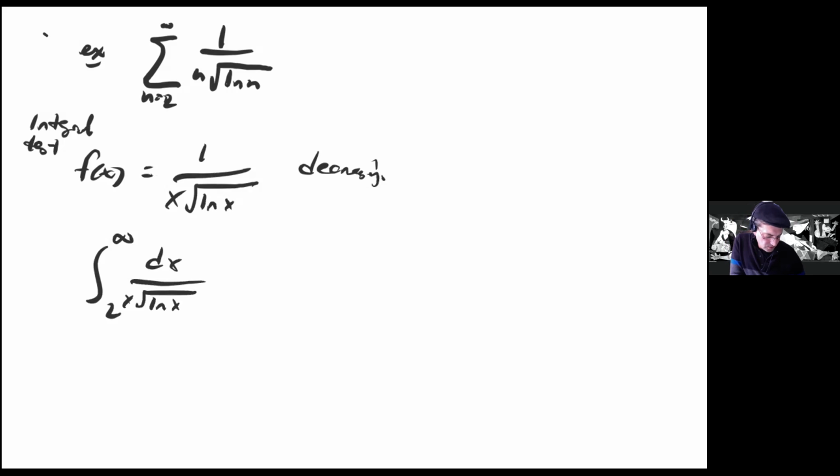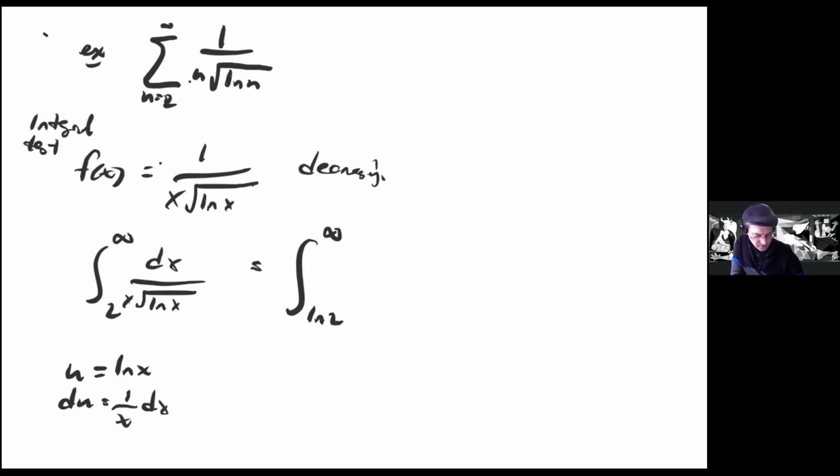Okay, so now the way to do this is to let u equal ln of x. du is 1 over x dx. So then this integral that we're trying to compute, when x is 2, u is ln of 2. And when x goes up to infinity, ln of a very large number is very large, so u is going to be infinity. So then we have du, which is dx over x. So you get du over the square root of u. In other words, the integral from ln of 2 to infinity of u to the minus 1/2 du.